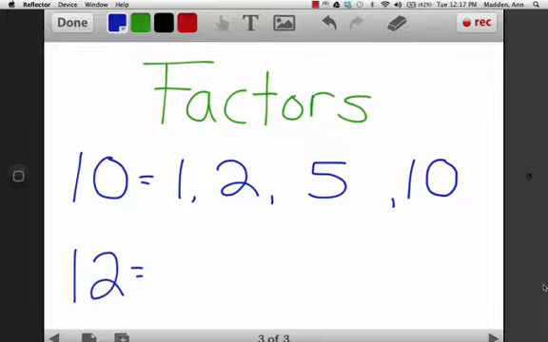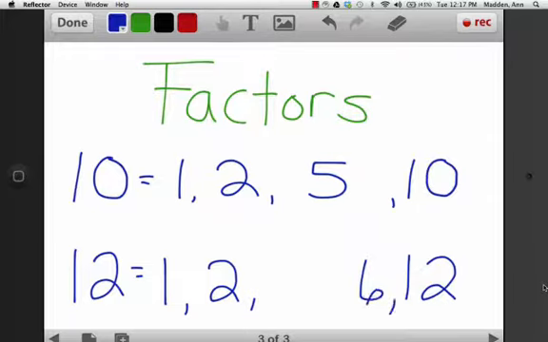Now let's find the factors of 12. 1 times 12, 2 times 6, and 3 times 4. Those are my ways that I can get to 12. 1 times 12, 2 times 6, 3 times 4. There is no other way.